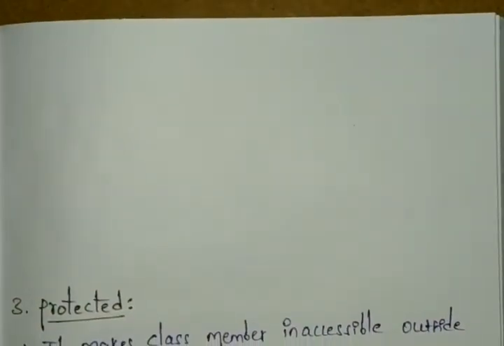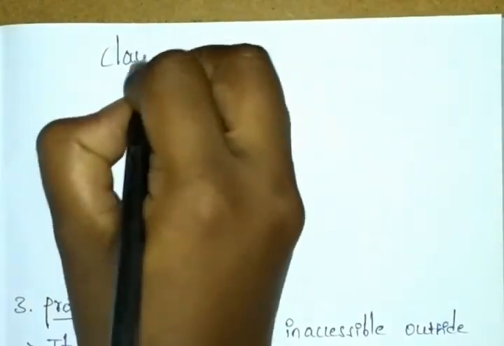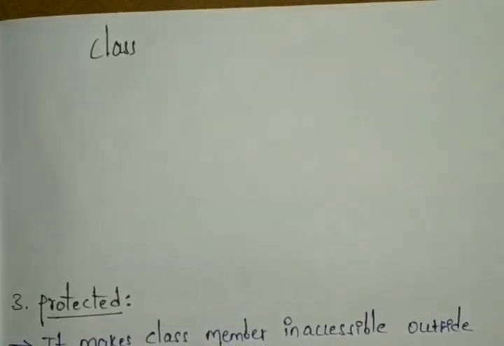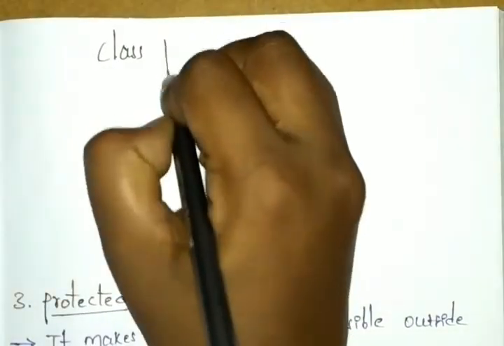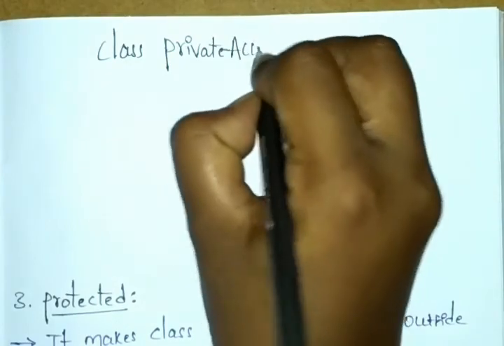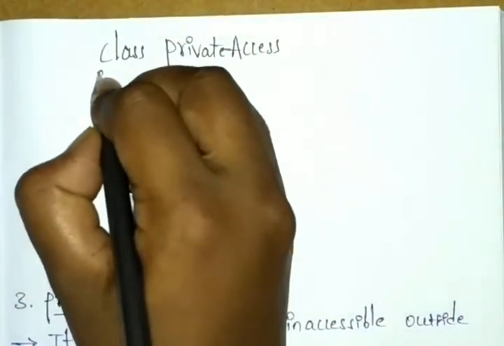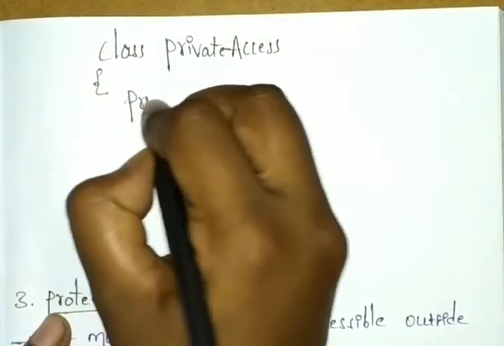Same as public, we will write it here. First we take the class, and after the class we write the class name, private access. Next, open the class, and inside just write the private keyword.